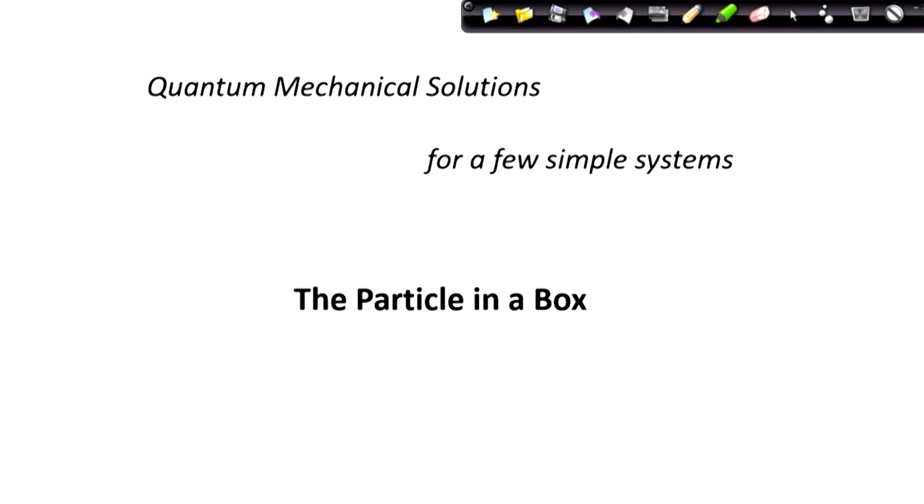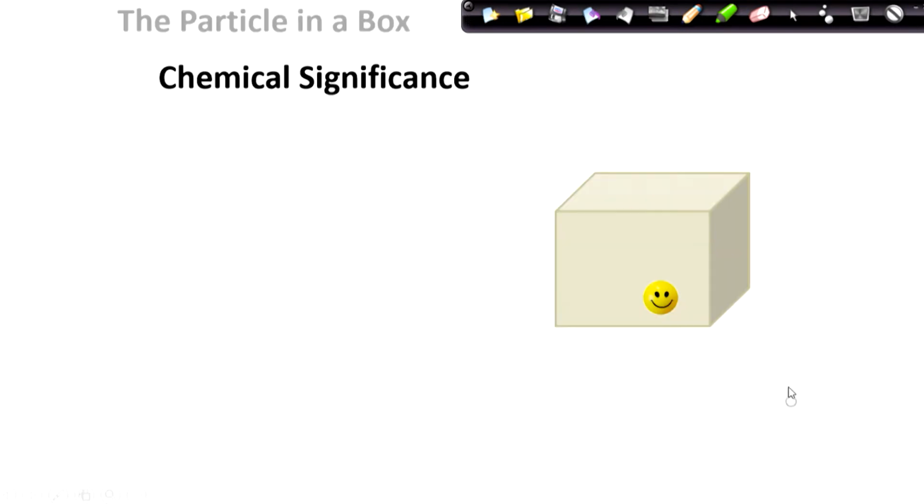These systems are exactly solvable, and the first one that we will be dealing with is the very famous so-called particle in a box problem. Before we discuss the quantum mechanical solution of the particle in a box, let us discuss its chemical significance, because often students get confused with the terminology. What is this particle and what kind of box is it? Let us put the matter straight at the outset.